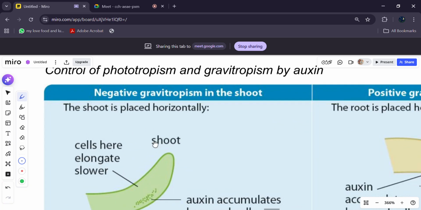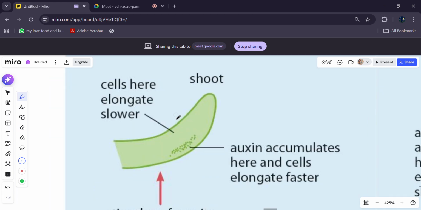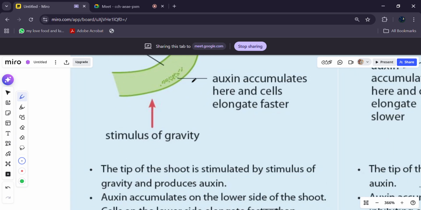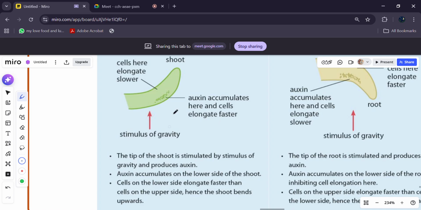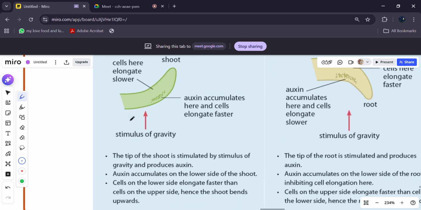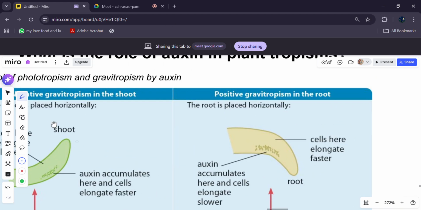Here, the negative gravitropism in the shoot. The shoot elongates lower. Here, the tip of the shoot is stimulated by the stimulus of the gravity, and it produces auxin. Auxin accumulates on the lower side of the shoot, and the cells on the lower side elongate faster than the cells on the upper side, and hence the shoot bends upwards.